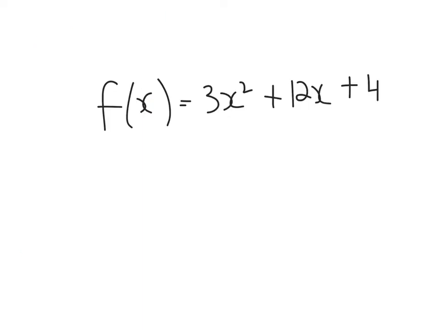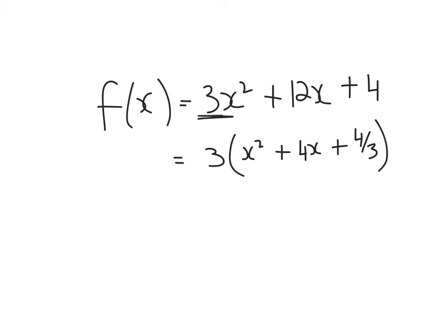So here in the function that we have, f of x is equal to 3x squared plus 12x plus 4. The first thing I want to do is factorize out that 3. So if I take 3 out here, I'm going to have 3 times x squared. Well, 12x divided by 3 is 4x, and 4 divided by 3 is 4 over 3.